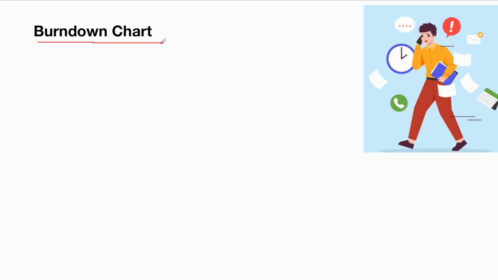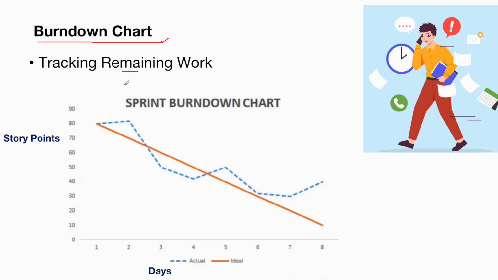Hello, welcome. In this lecture, let us discuss the burn down chart in Agile. A burn down chart tracks the remaining work. Suppose you have a graph like this. Along the y-axis, you have story points, and along the x-axis, you have the number of days.